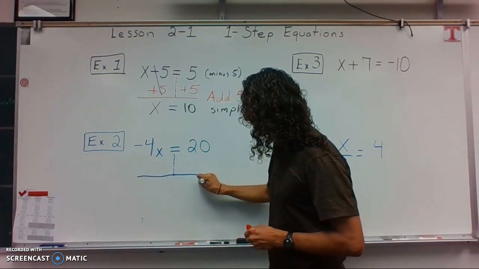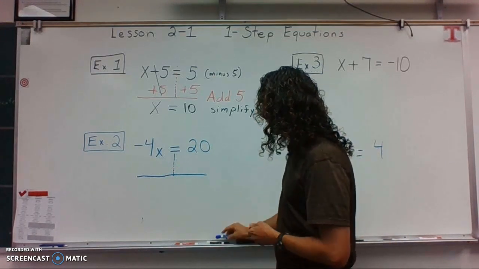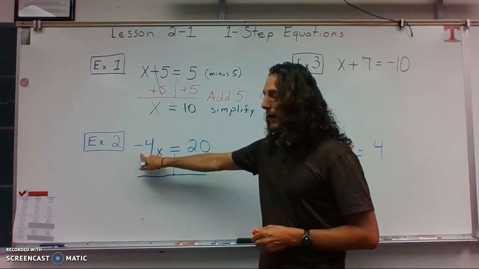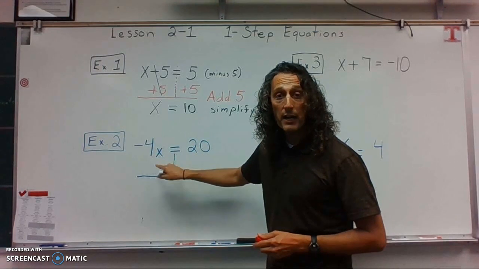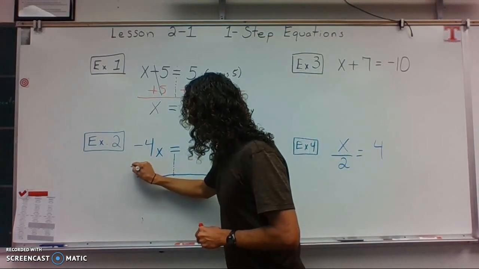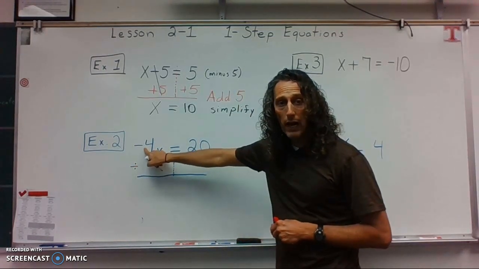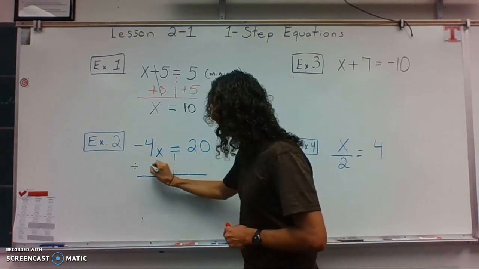Draw this underneath it, right? Looks like a balance beam almost. So again, what is the opposite of times? Divide. So you can go divide. Now be careful. That's a negative 4. I'm still going to divide by a negative 4.